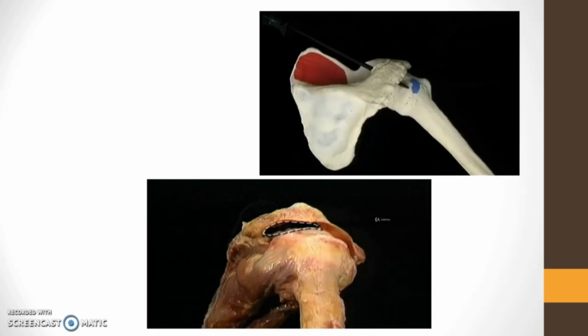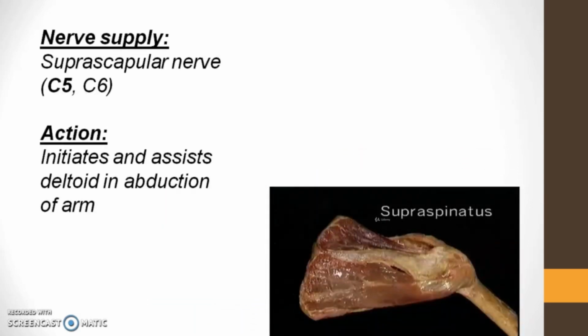And here you can make out clearly the origin and insertion, and then the next image, nerve supply. So nerve supply of the supraspinatus is by suprascapular nerve, which is going to carry C5 and C6 spinal nerves. The action of this muscle is it is going to initiate and also going to assist deltoid in abduction of arm. So to do abduction of the arm, it is going to initiate, and also it is going to assist deltoid muscle during this action. So initiation of abduction is performed by supraspinatus muscle, and it is going to help deltoid muscle to do this action better.